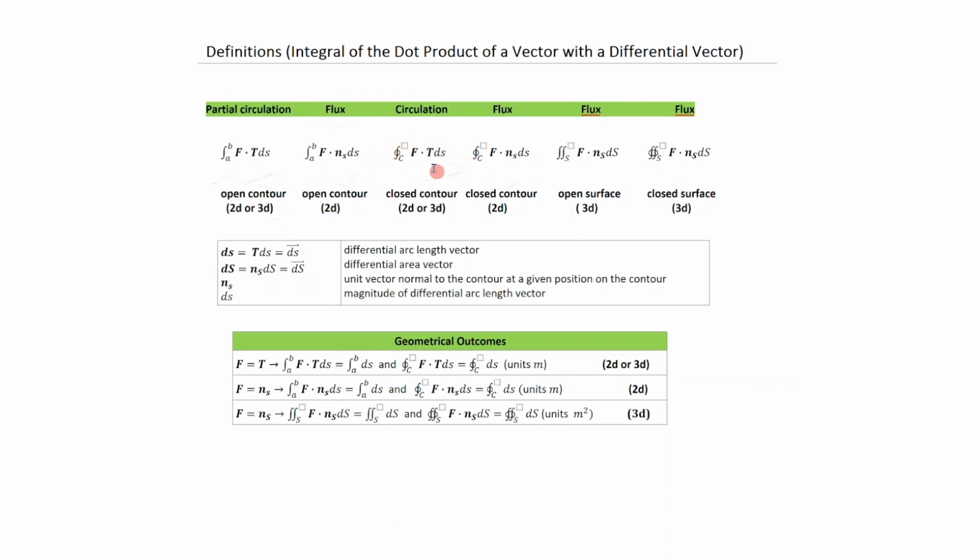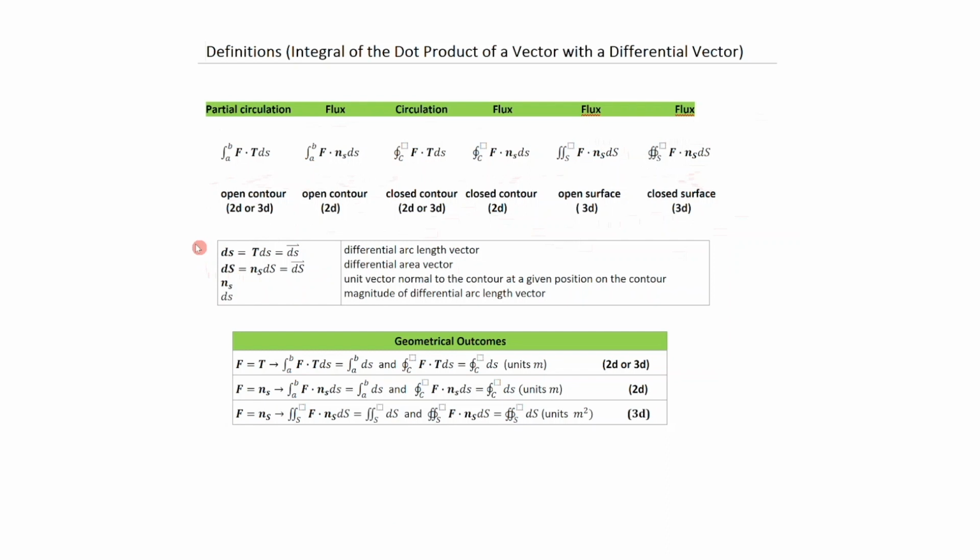Now this will be the definition for circulation, where you go once around a loop. In fact, when you talk about a circulation, intuitively, you talk about going around the loop. So this is the actual definition for circulation. So this is flux on a closed contour. This is flux on an open surface. And this is flux on a closed surface. So like I said, anytime you see a dot product with a normal to something, it's by definition going to be called a flux. So this is 2D or 3D, 2D, 2D or 3D, 2D, only relevant for 3D.